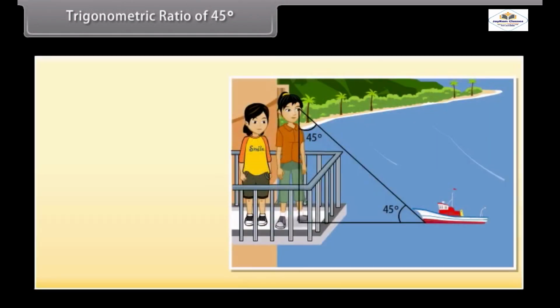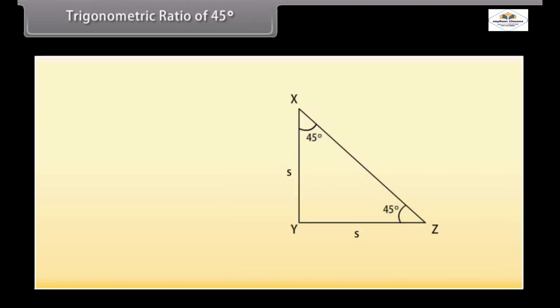Trigonometric ratio of 45 degree. Consider the right-angled isosceles triangle XYZ. XY is equal to YZ, which equals s. Angle Y is equal to 90 degree. Angle X is equal to angle Z, which is 45 degree.